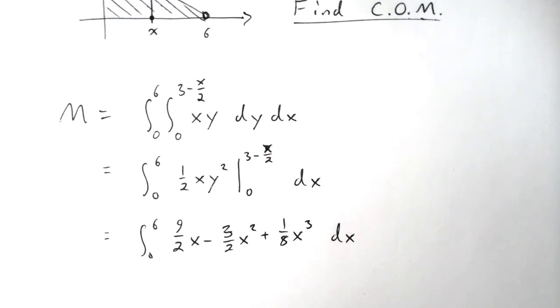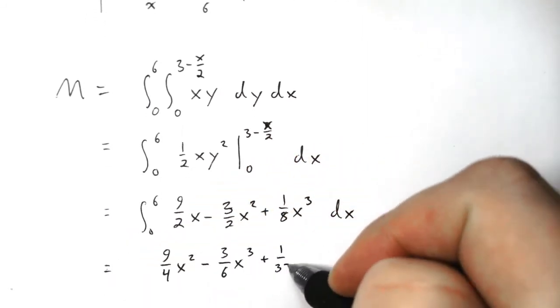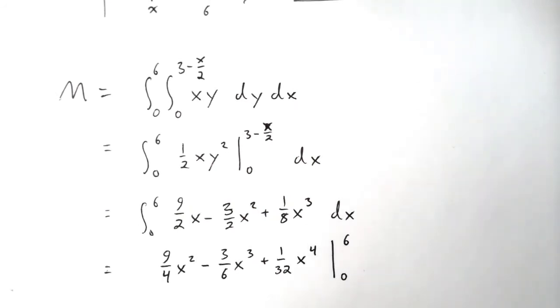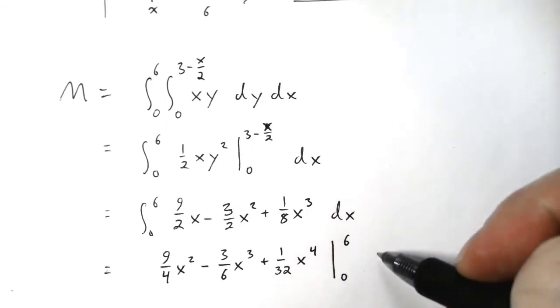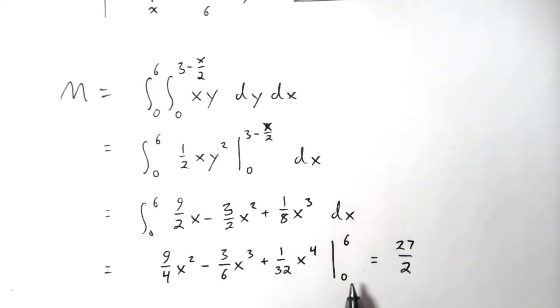Now we just have to anti-differentiate this with respect to x. And then we'll evaluate this from 0 to 6. Well, when you plug in 6, I'll let you do the details here. You'll get 27 halves. When you plug in 0, you get 0, so we subtract that off. We just get this. This is our mass. Okay, so that's the first part of the problem, finding the mass. Now we can find the x bar and the y bar.